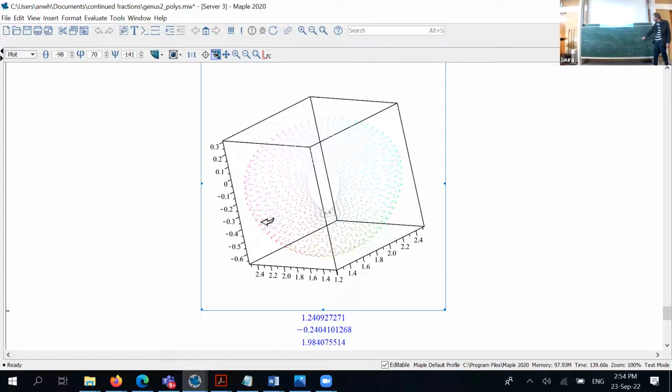And so the divisor of poles of this function is of degree g plus 1, and it consists of the point infinity 1 and the points corresponding to the g roots of this polynomial of degree g. The divisor of zeros corresponds to the g roots here in the numerator plus infinity 2. So this function vanishes at the other point at infinity.